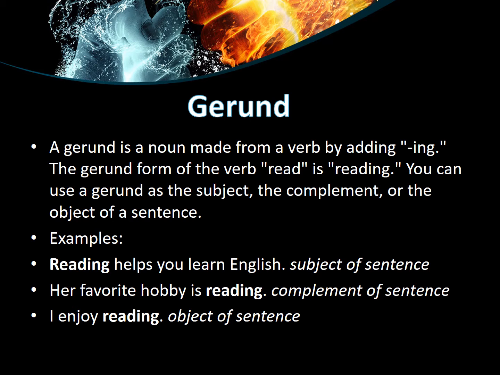Her favorite hobby is reading. Here we are extending a sentence and it is a complement of the sentence. I enjoy reading. Here gerund is used as an object of a sentence. As we know about the function of gerund, the gerund always functions as a noun in a sentence. But in these examples, you have learned where we place gerund in a sentence: as a subject of a sentence, complement of a sentence and an object of a sentence.